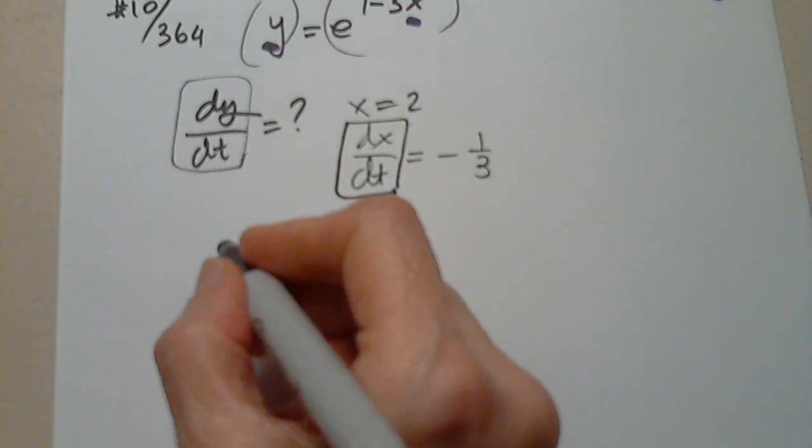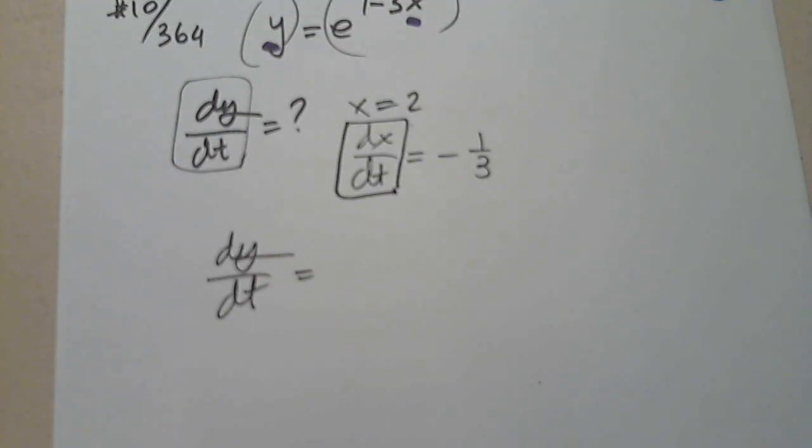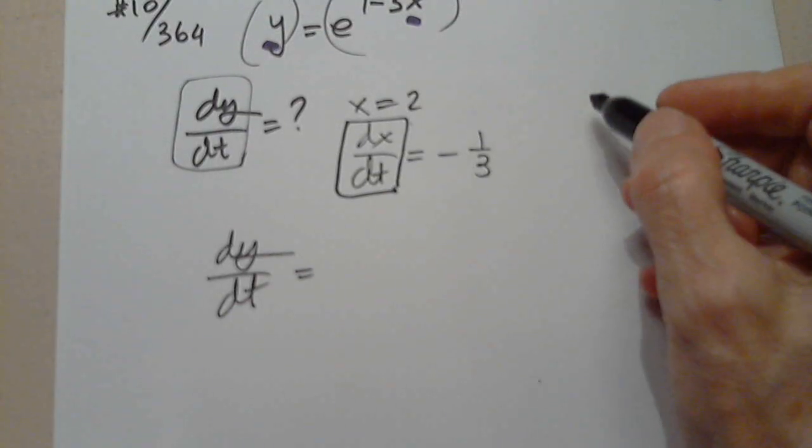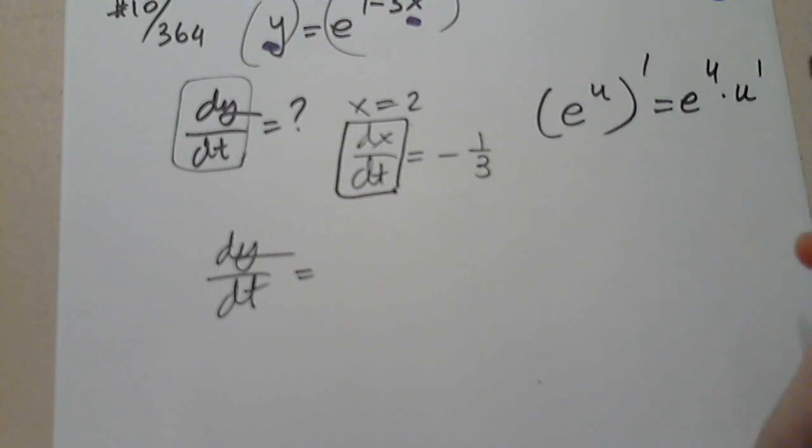So the left-hand side has to equal dy over dt. The right-hand side, I have to be careful because this is e to a function prime, which is e to the function times the function prime. That's the formula when we differentiate e raised to a function. E raised to a function prime is e to that function times the inner function prime.